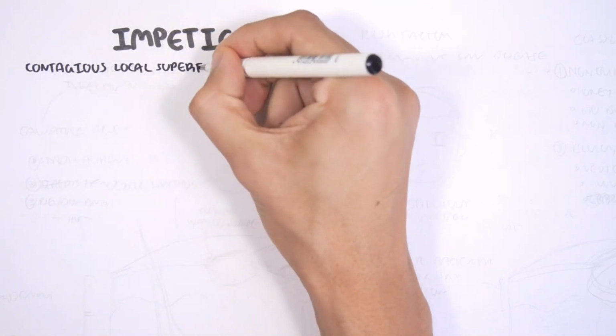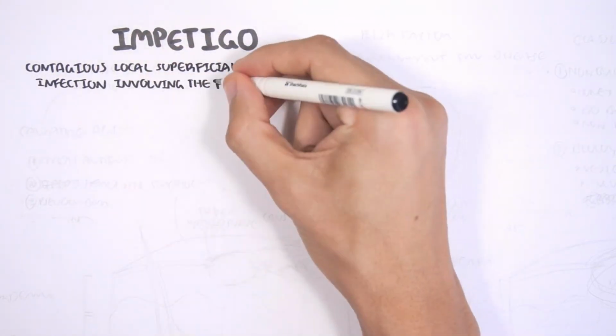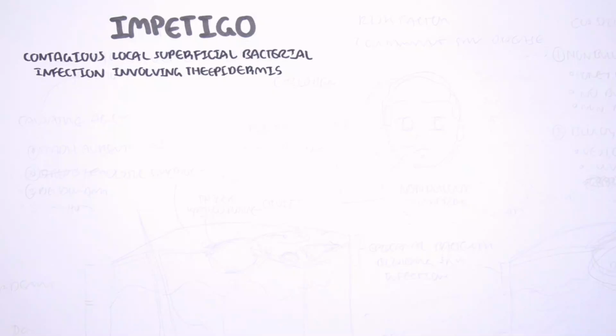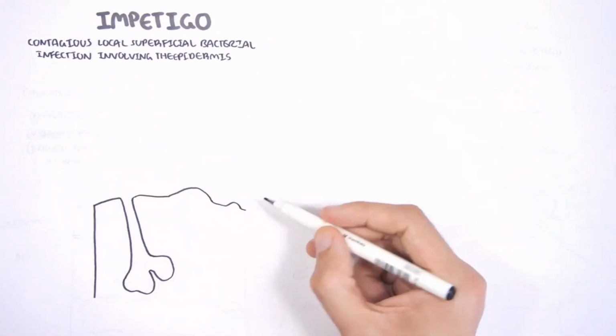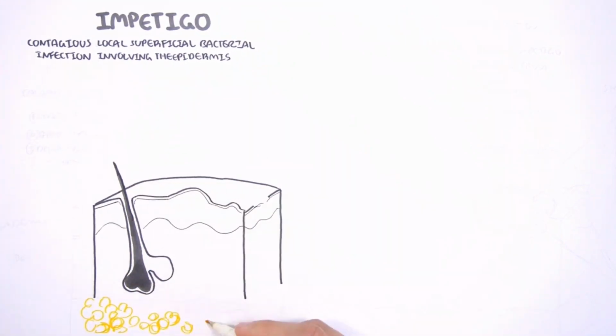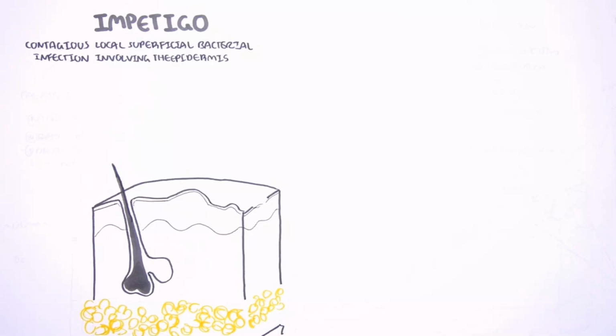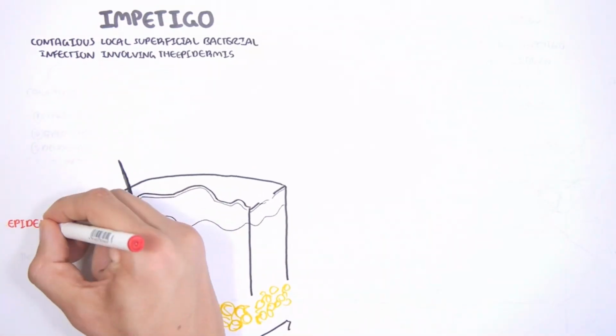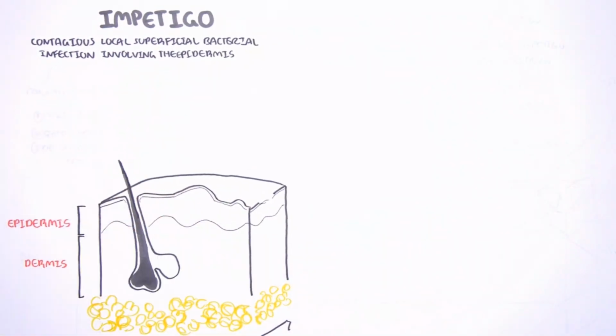Impetigo is a contagious local superficial infection involving the epidermis. Let us now recap the anatomy of the skin to understand impetigo in general. So the skin has two main layers. This is the epidermis on the top and then the dermis under it.